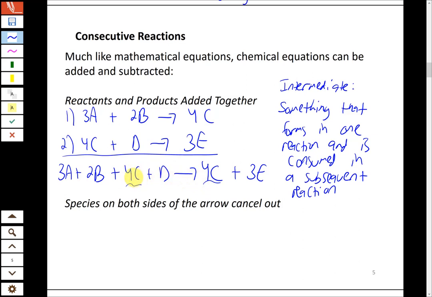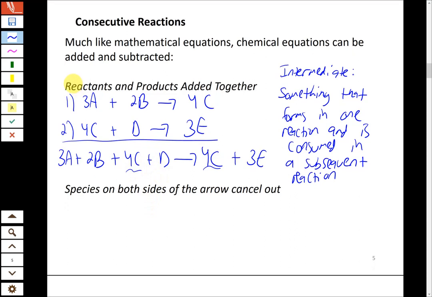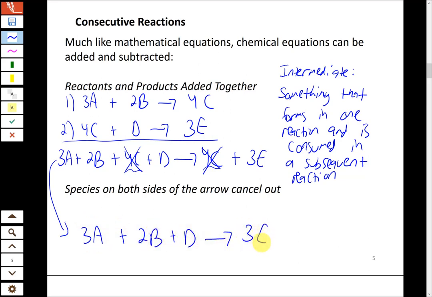They have the same coefficient of 4 on both sides. So C is an intermediate, and that means when we're adding together the equations, we can cancel out 4C. Just like if you're adding together algebraic equations and you had 2x on both sides of the equal sign, they would subtract out from each other. Similar thing here. We have 4C on both sides of the arrow, so they can cancel out. That means the combined equation, where we get rid of the intermediate that appears on both sides, will be written as 3A plus 2B plus D goes to 3E. That 4C appearing on both sides cancels out, for lack of a better word. So that's how we add together equations.